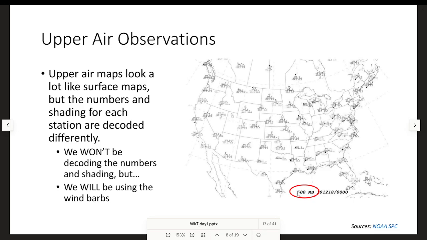So this is in the middle of the atmosphere. This is 500 millibars. And we can see by these numbers here, this was taken on December 19th, 2018 at 0Z, so 0 UTC. If we subtract 6 hours from that, that would make it 6 p.m. Upper air maps look a lot like surface maps, but the numbers and shading for each station are decoded differently. And we're not going to do that, but we will look at the wind barbs.